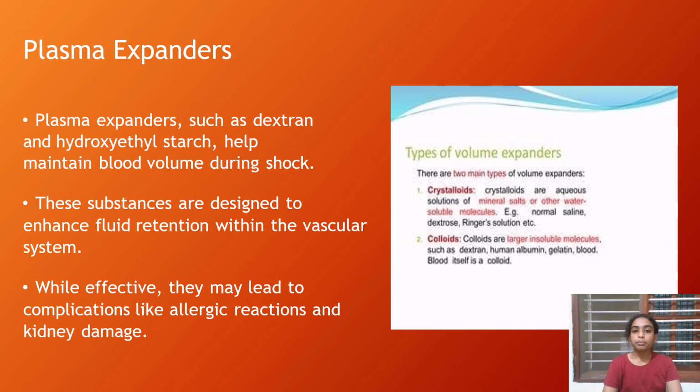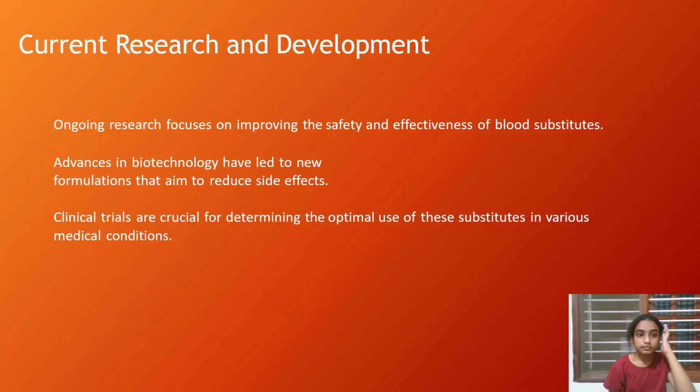So, as studied in previous slides, we came to know that there are two types of blood substitute. The first type is plasma expanders. Now let's start with plasma expanders. Plasma expanders such as dextran and hydroxyethyl starch help to maintain blood volume during shock. These substances are designed to enhance fluid retention within the vascular system. While effective, they may lead to complications like allergic reaction and kidney damage.